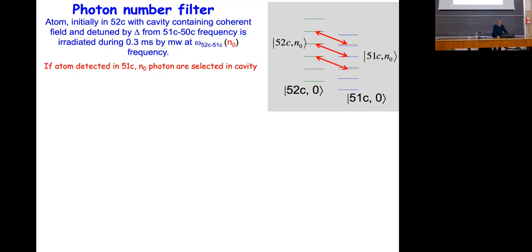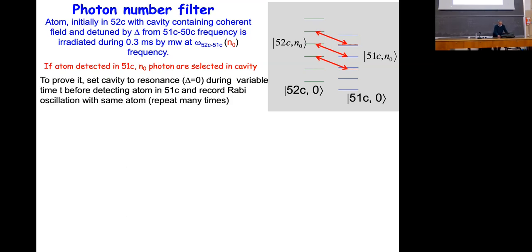If the atom is detected in 51C, it means that n0 photons are selected in the cavity. To prove that, it's very simple. In the first part of the experiment, you apply a microwave pulse which selects a given photon number. Then on the same atom, which is still in the cavity, suddenly you put the cavity in resonance, and then this atom starts to do Rabi oscillation. The frequency of this Rabi oscillation depends upon the photon number. And then in the end, you go out of resonance again in order to detect as a function of the delay. So it's an experiment which has 3 stages. First stage, you select a given photon number. Second stage, you let the system oscillate at the Rabi frequency, and then you detect, changing the Rabi oscillation time in order to reconstruct the Rabi oscillation.